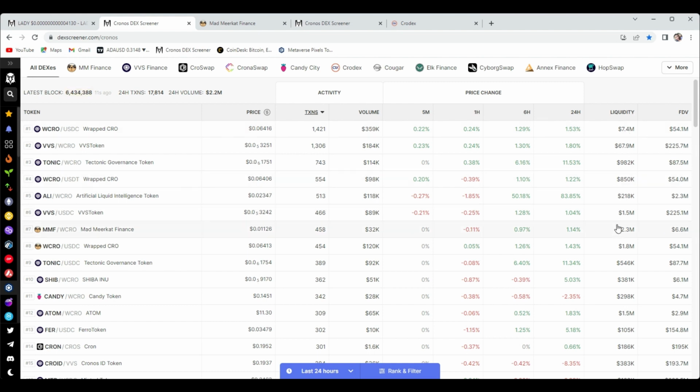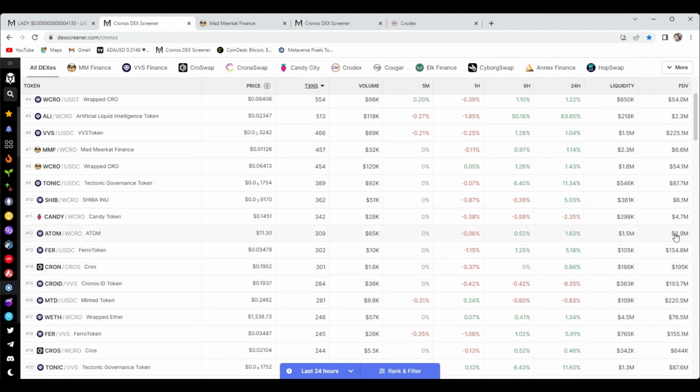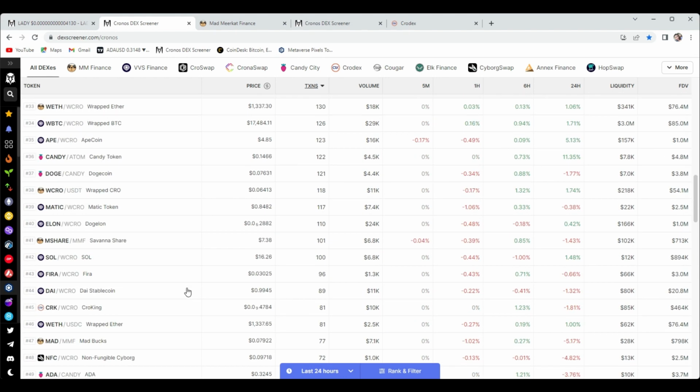So again, be careful. Always make sure you check the liquidity. I suggest anything over $20,000 is usually a safe bet in regards to it not being a rug pull. So you have to be very careful. But this is how you're going to get on these small cap coins.